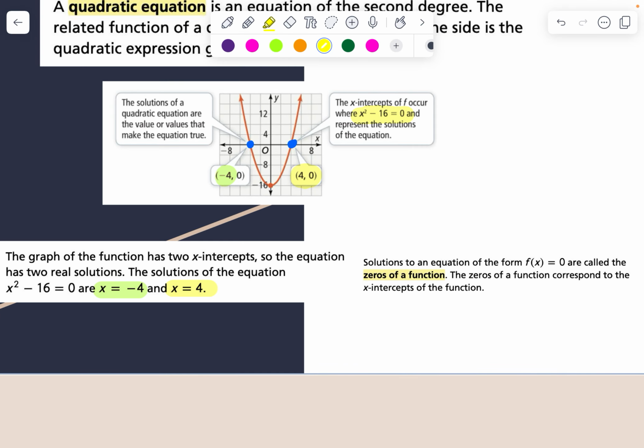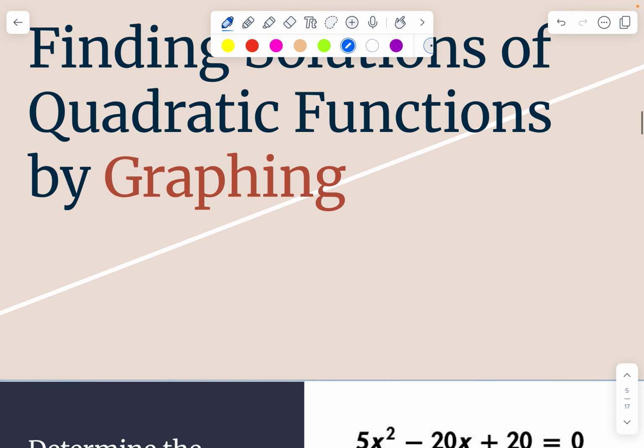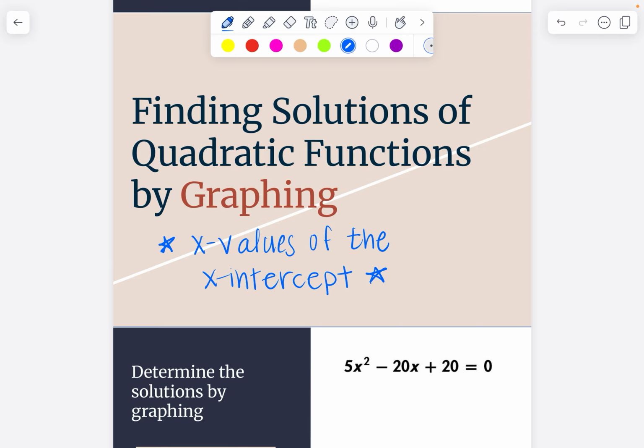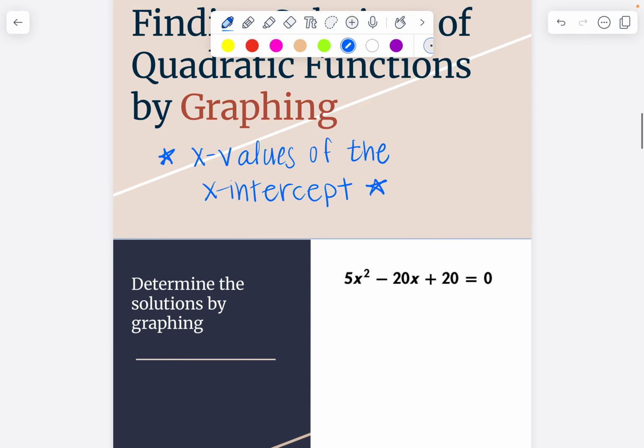Solutions to the equation of the form f of x equals 0 are called the zeros of the function. The zeros of the function correspond to the x-intercepts of the function. So the first thing we're going to do here is finding solutions by graphing. The solutions are just the x values of the x-intercepts. So when we wrote x-intercepts, we wrote it as a point, whatever the x is, comma 0. When it's a solution, we just say x equals whatever the x value of the x-intercept is.